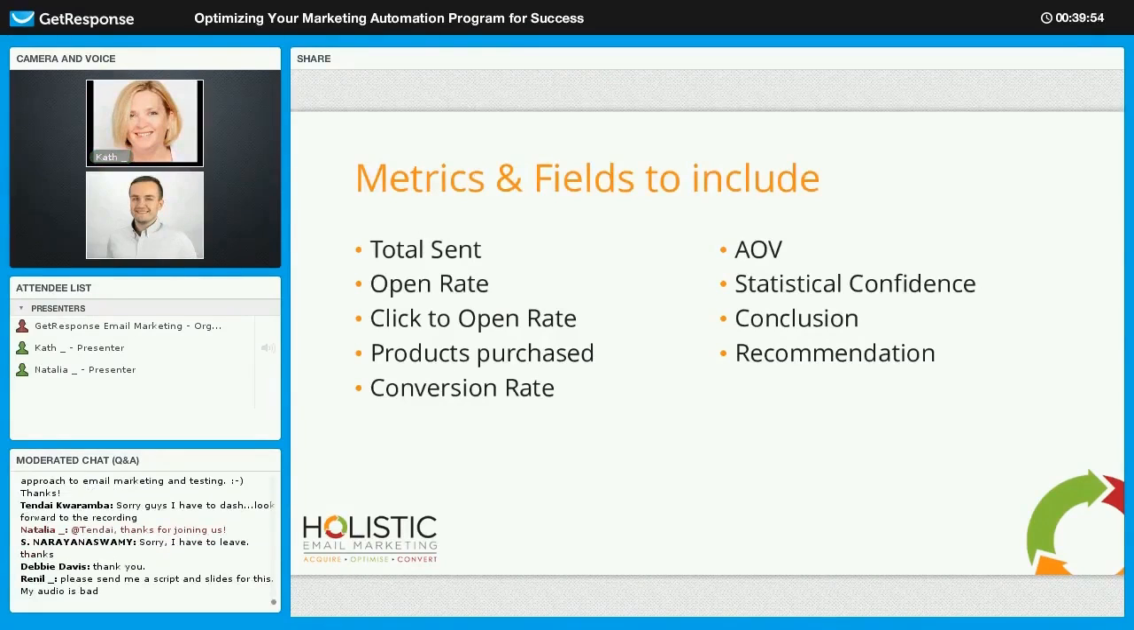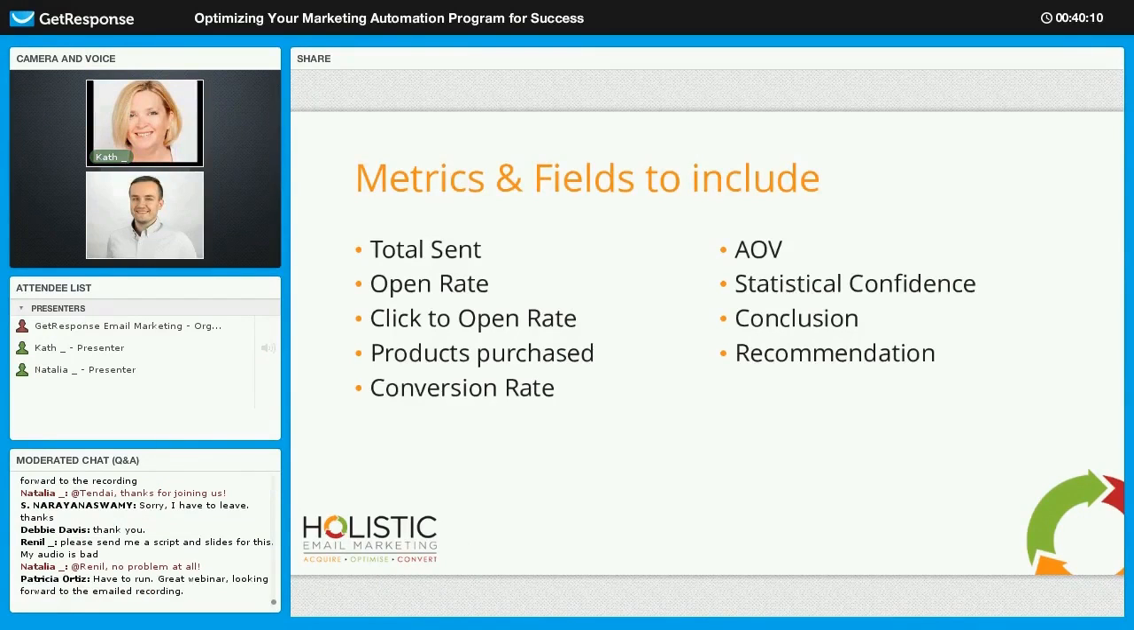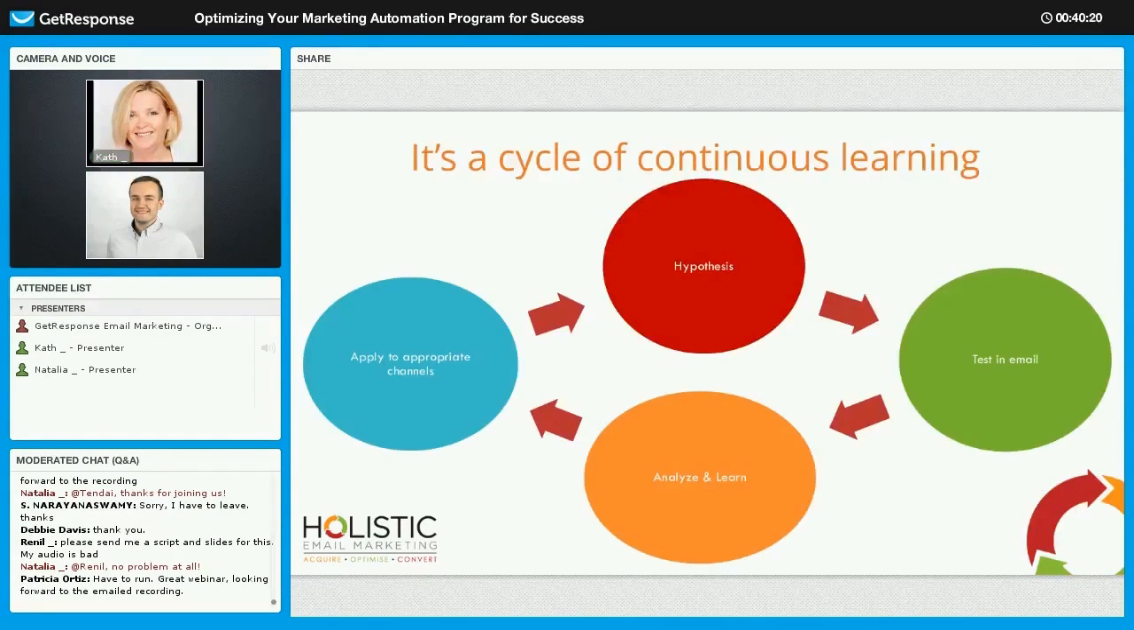Total sent, open rate, click to open rate, products purchased, conversion rate, average order value, statistical confidence rate, your conclusion, your recommendation. If it's downloads, then how many downloads of that white paper, and if it's attending an event, it would be how many people registered, and then how many people attended. Just customize it to suit the actual objective of that particular test.